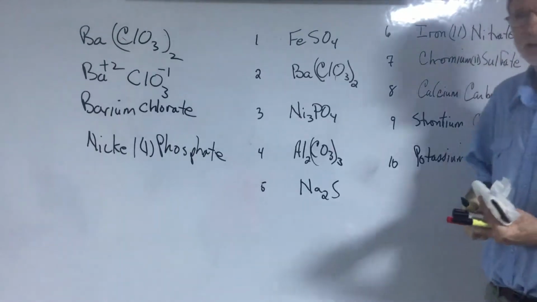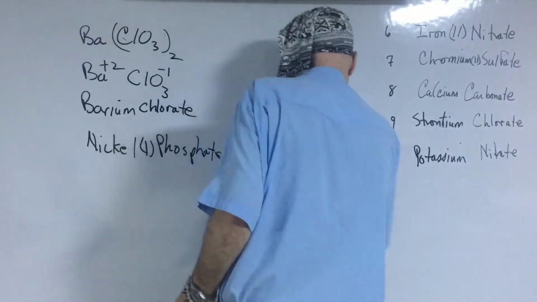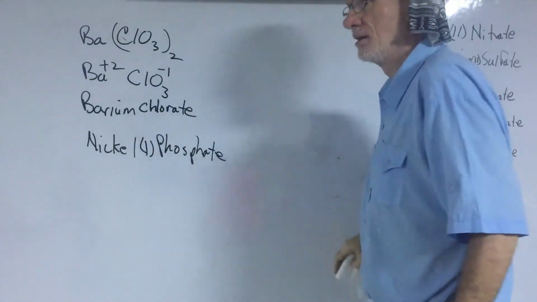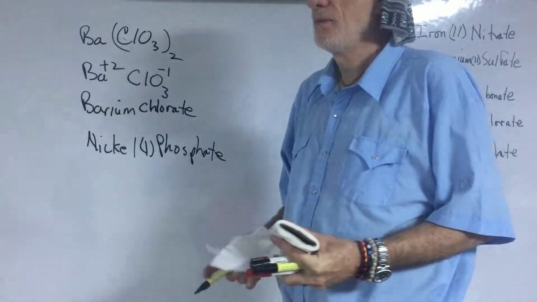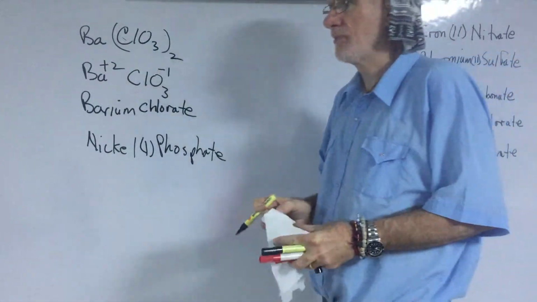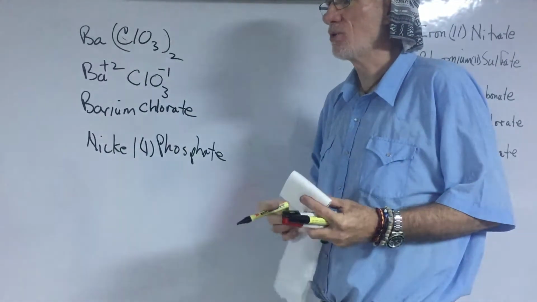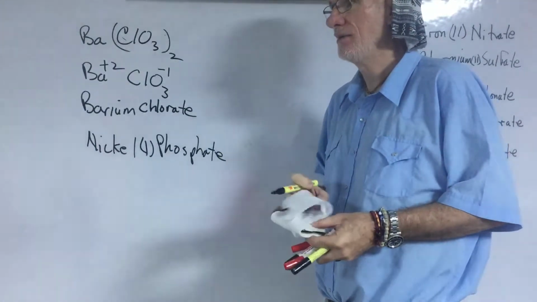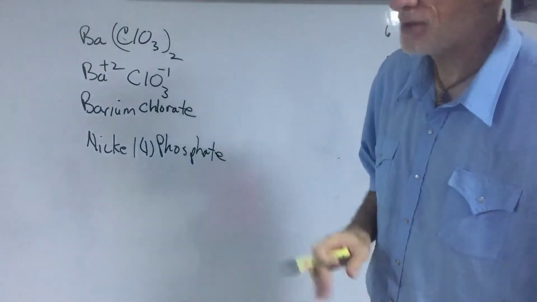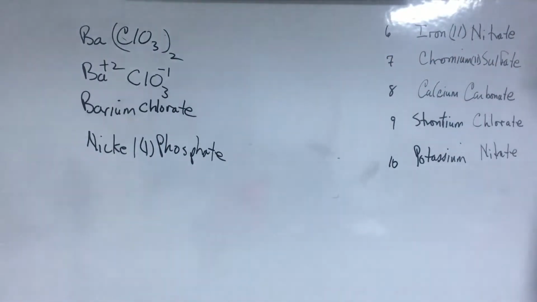Can I erase this? When to use Roman numerals? You use Roman numerals when the metal, the positive component, is not in groups 1, 2, or 13. Or 14, 15, 16, 17, but you're not going to find any metals over there. Well, maybe in 14, but down at the bottom.